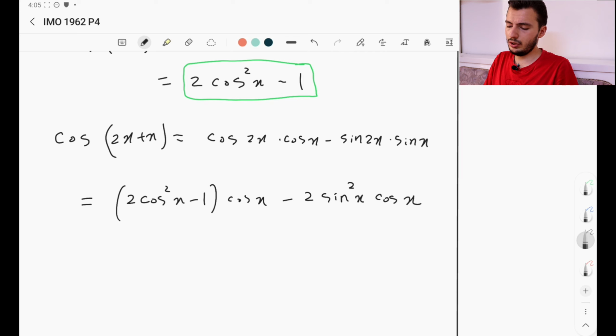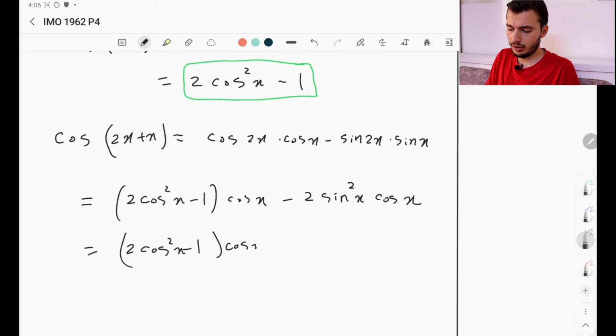So let's just do this. Let me actually erase sine x squared, or let me write it again, no problem, times cosine x minus 2 times, let's take first of all cosine x, and now the sine squared is just 1 minus cosine x squared.